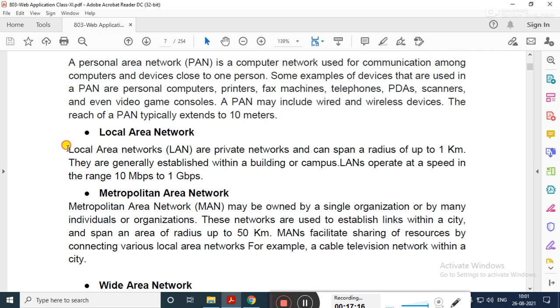And what is the LAN? Local area network. A local area network is also a private network that can span a radius of up to 1 kilometer, max to max. These are generally established within a building or campus, like schools, laboratories, and your college labs. Suppose in your school lab there is a LAN connection. LANs operate at speeds in the range of 10 Mbps to 1 Gbps, max to max.